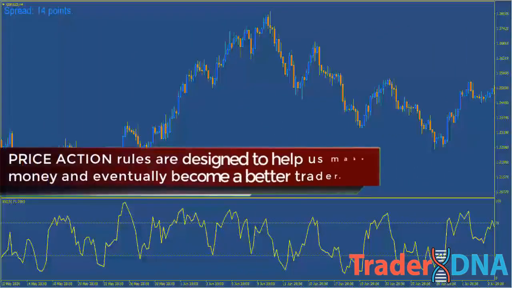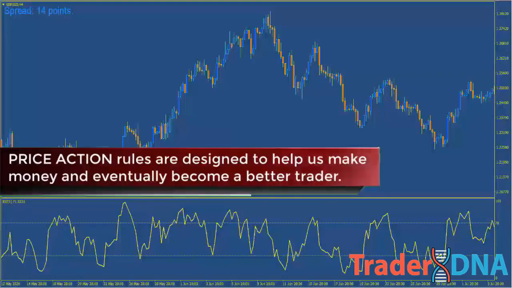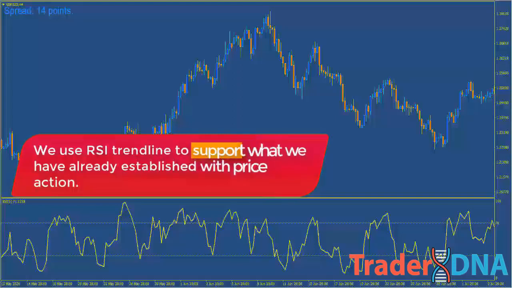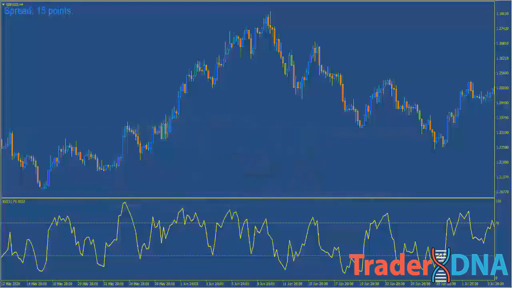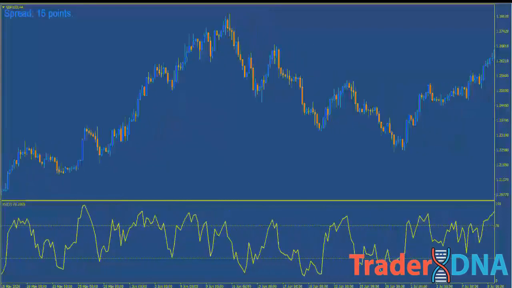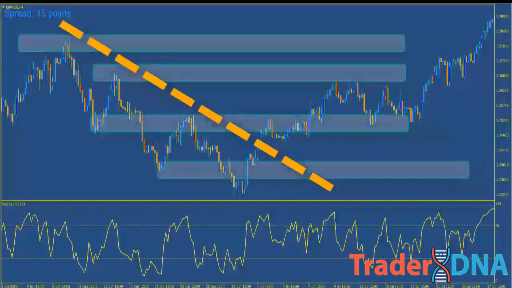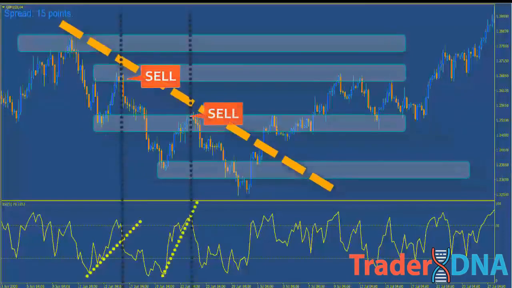Price action rules are designed to help us make money and eventually become a better trader. If you would take a trade every time you spot an RSI trendline breakout, you would soon find out that the outcome is not as expected. We use the RSI trendline to support what we have already established with price action. So, you need to analyze the price. You need to draw key support and resistance levels to identify the main trend and take RSI trendline breakout signals in the direction of the main trend.